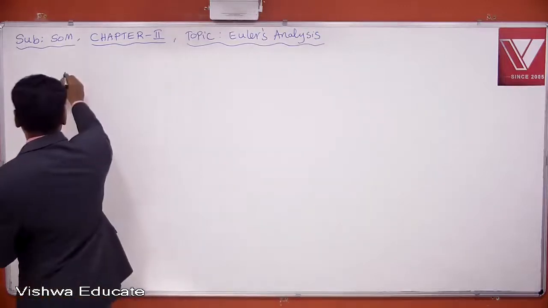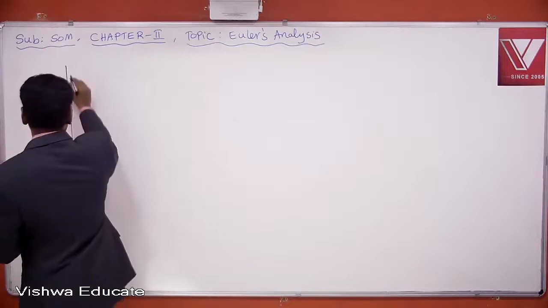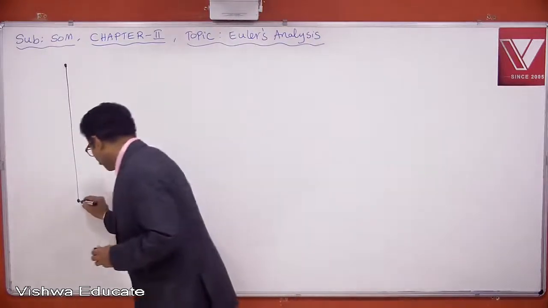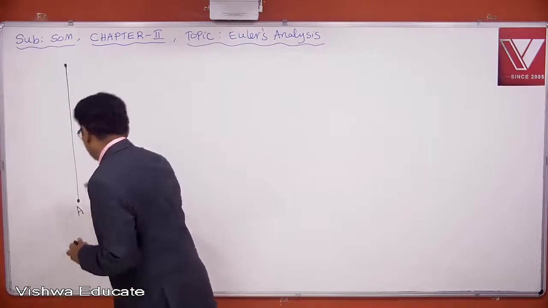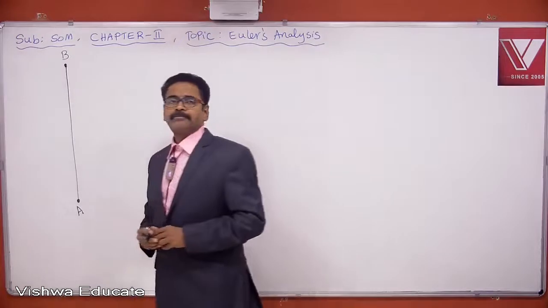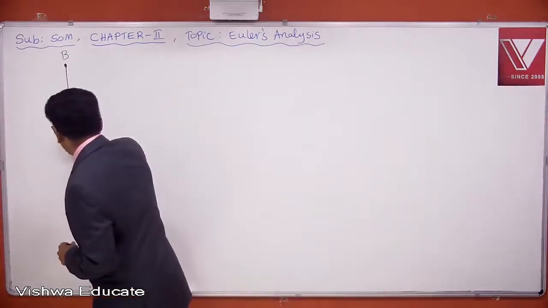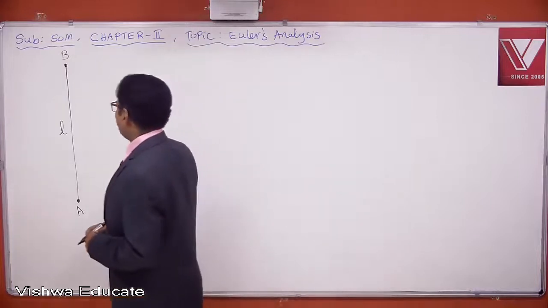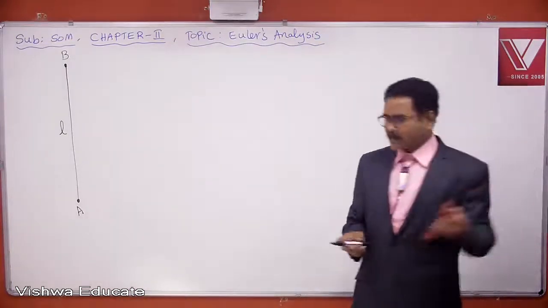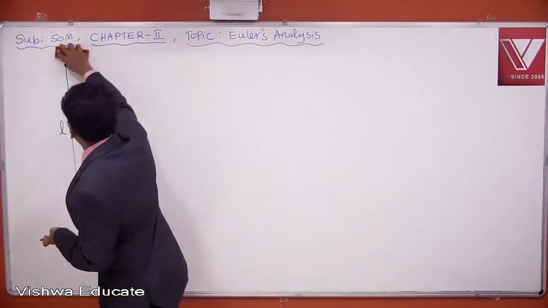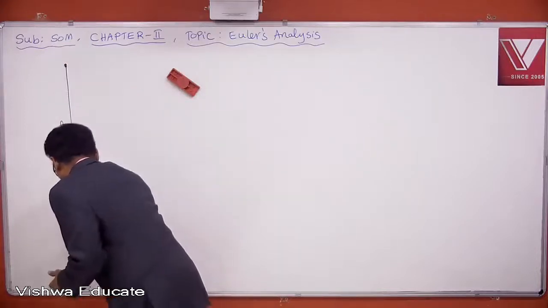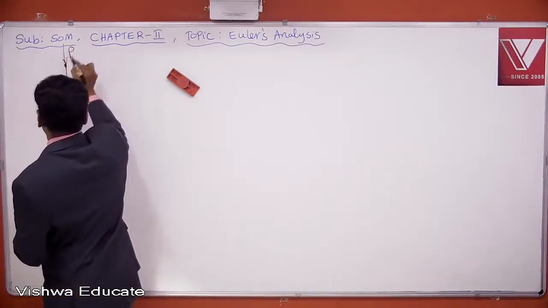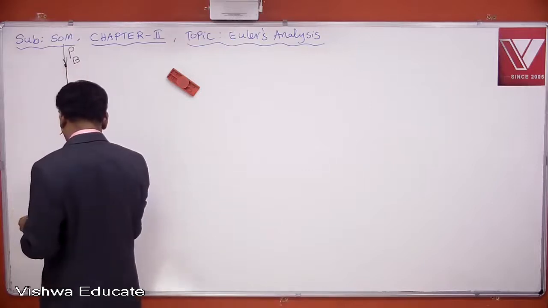So here I am drawing a column which is pin jointed on both ends, pin jointed or hinged. So this is hinge A and this is hinge B. Okay, and L is the length of the column. And this column is carrying a critical load of P. Maybe this is B and this is A.